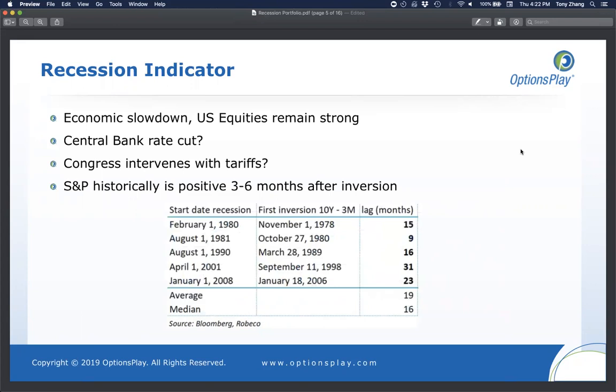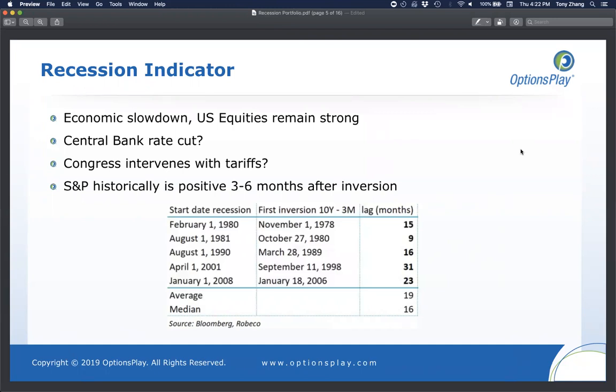There are still a few things that I think are potential supports for this market, even as things slow down. First of all, and this is one of the reasons why we've seen a bit of a rally off the lows of last week, was really the potential of a central bank rate cut. I don't think we can discount the power of the central bank. If the central bank decides to cut rates, this is certainly one thing that may support the markets.